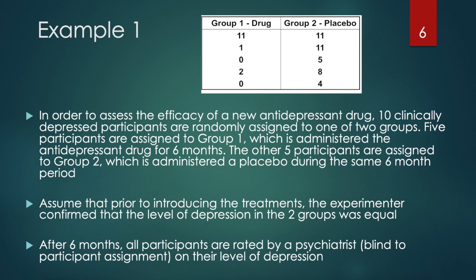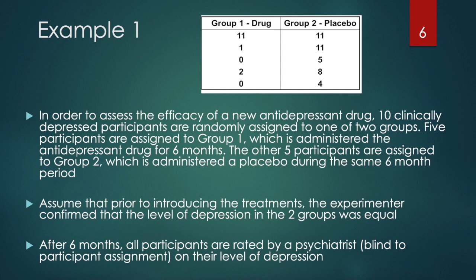So let's consider an example. This one, it's pretty small. We have a drug group and a placebo group. We have their scores up above. We're looking at the efficacy of a new antidepressant drug. And so we got 10 clinically depressed participants, and we're randomly assigning them to one of two groups.